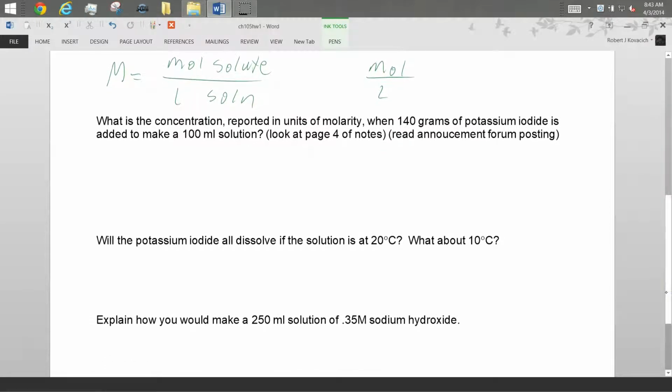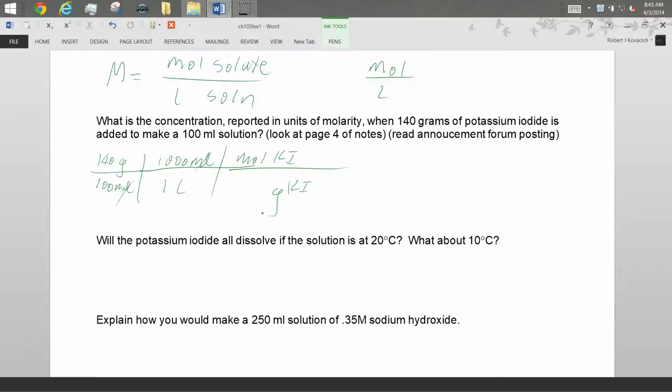What's the concentration reported in the runners, 140 grams? Okay, so I want moles per liter, and what I have right here are grams and milliliters. So you can turn grams into moles, and you can turn milliliters into liters. So we'll start off with 140 grams in 100 milliliters. And for every 1,000 milliliters, I have 1 liter, so the milliliters cancel. And then moles of KI, and then KI grams. So then we'll just look on the periodic table and figure out what the grams per mole is for potassium iodide.